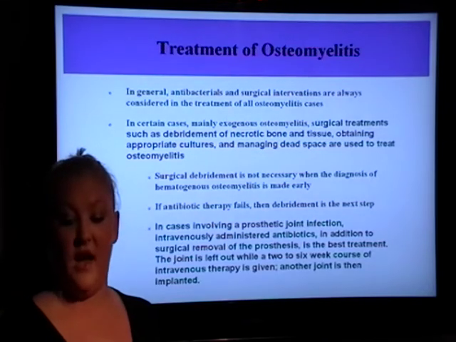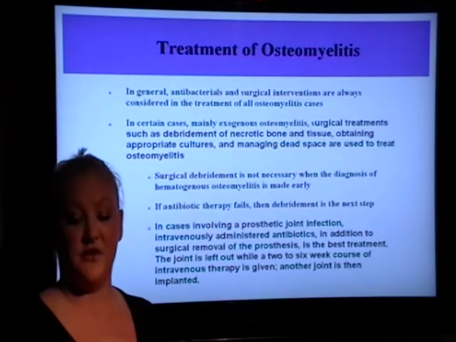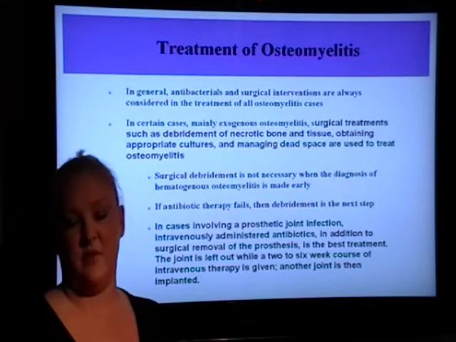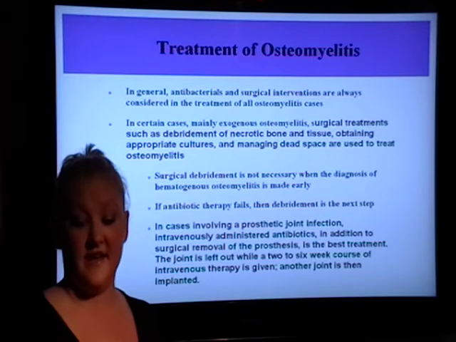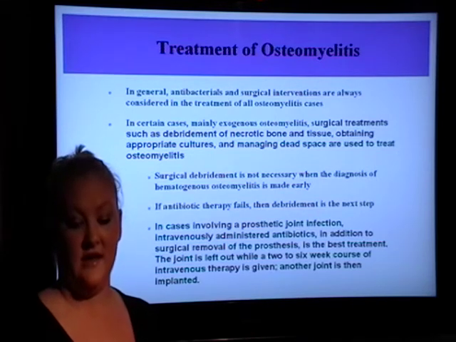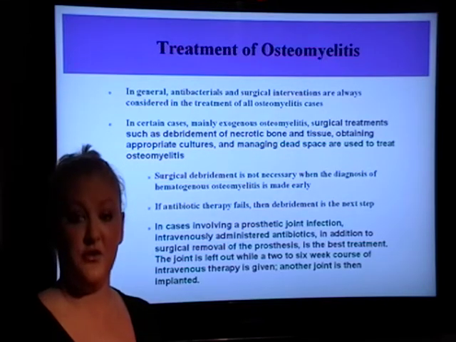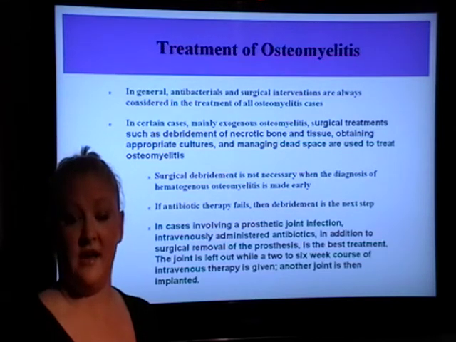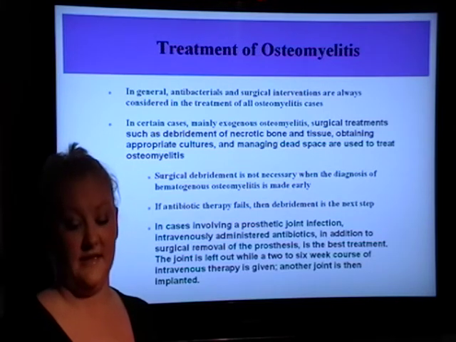Treatment of osteomyelitis. In general, antibacterials and surgical interventions are always considered to be okay treatment for osteomyelitis. In certain cases, mainly exogenous osteomyelitis, surgical treatments such as debridement of necrotic bone and tissue, obtaining appropriate cultures, and managing dead space are used to treat osteomyelitis. Surgical debridement is not necessarily involved with the treatment of hematogenous osteomyelitis if it's diagnosed early. If antibiotic therapy fails, then debridement is the next step.